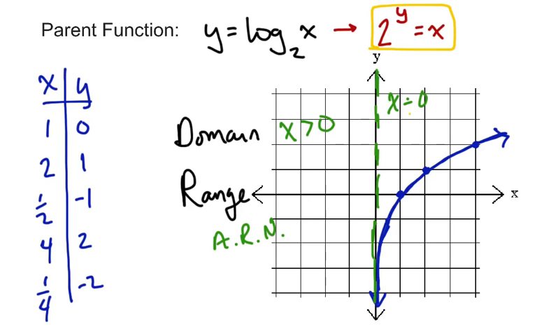And when we thought about our exponential graph, these two were kind of switched around, where the domain was all real numbers and the range was the y-coordinates being greater than 0. So we have something happening here between these two. Their graphs look very similar, but their domains and ranges are switched around.